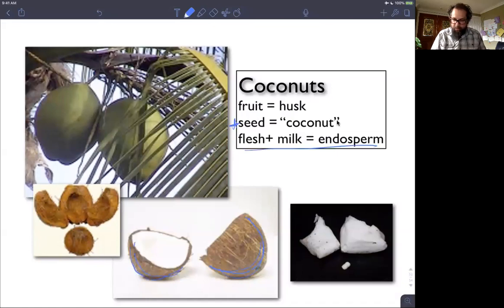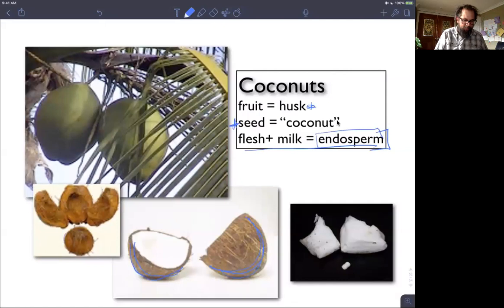The flesh and the milk of the coconut is actually endosperm, and so that's that triploid nutritive tissue for that developing embryo. It gets even cooler because coconuts have both cellularized endosperm, and so that's the white flesh that we eat, but the milk is actually free nuclear endosperm, and so these are just a bunch of triploid nuclei floating around inside of there. Free nuclear endosperm is really what the milk is that you drink in a coconut. That's awesome. And the fruit part of the coconut is actually the fibrous husk.